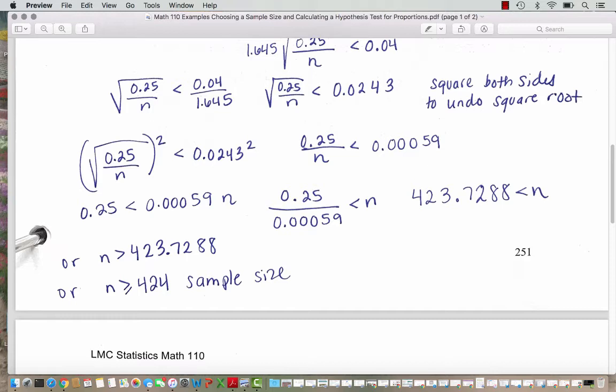Notice now the greater than sign is towards the end, so we can rearrange that. So after we do the division, we get 423.7288 is less than n. Usually when we write inequalities, we write it with the variable first. So if we flip that around, we have n is greater than 423.7288. If you want to just round up to the whole number that's nearest, we could say n is greater than or equal to 424 for our sample size. So you would want a sample size of at least 424, and you could go larger than that, and your margin of error would be 4%, 0.04 or smaller.